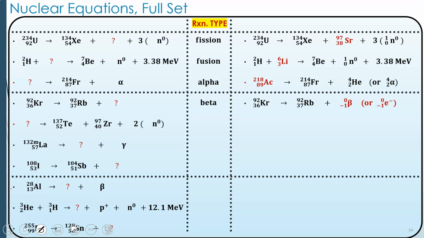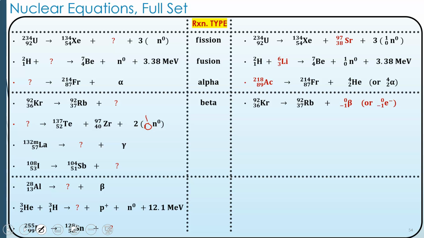And this is obviously a beta reaction. Let's look at the next example. We have an unknown which is undergoing some nuclear reaction to become tellurium-137 and zirconium-97 plus 2 neutrons. Always fill in the identity for the missing particles that you know.